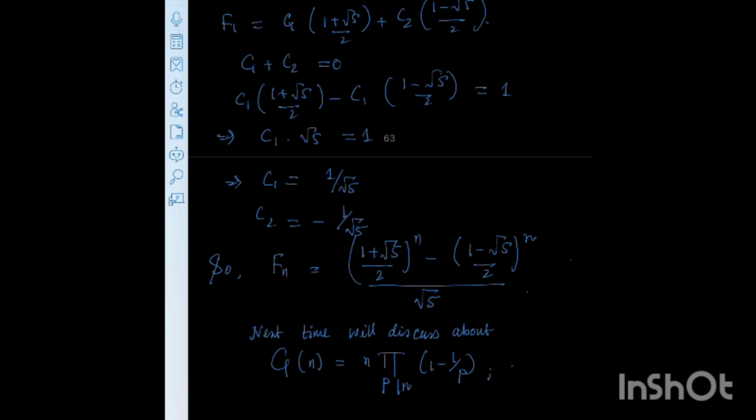Next time, this is the general solution. So next time we will discuss phi(n), the Euler totient function, which is defined by phi(n) equal to n times the product over primes p dividing n of (1 minus 1 by p), and some interesting properties of this function.